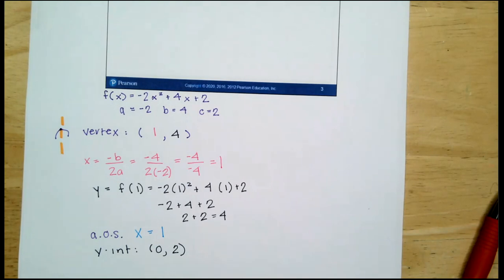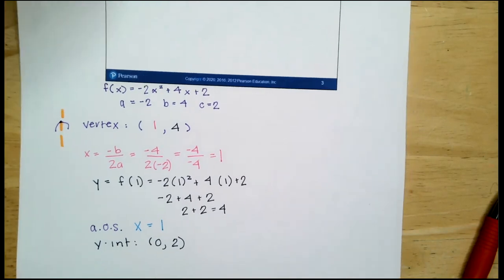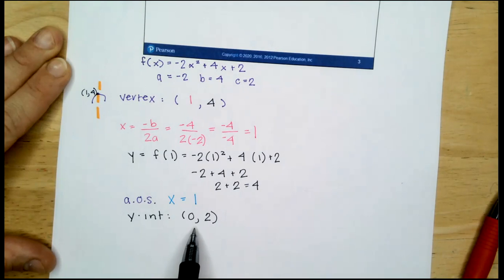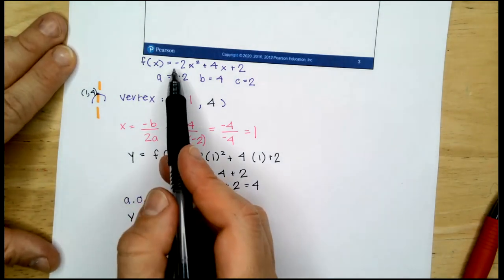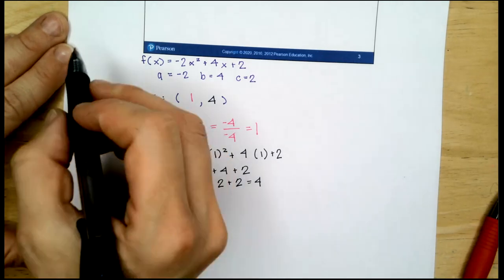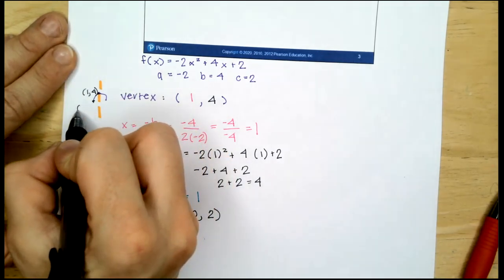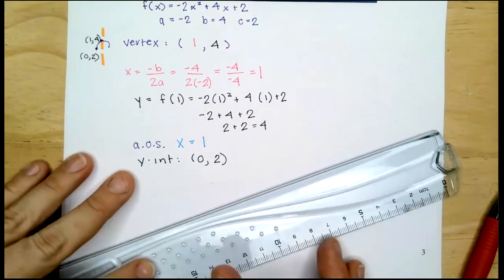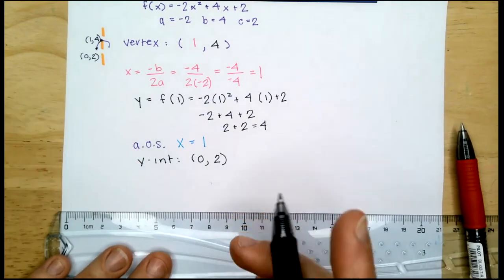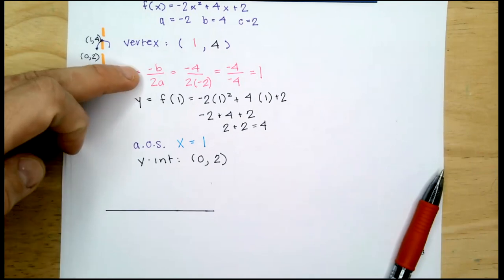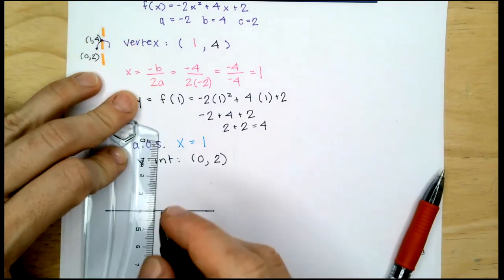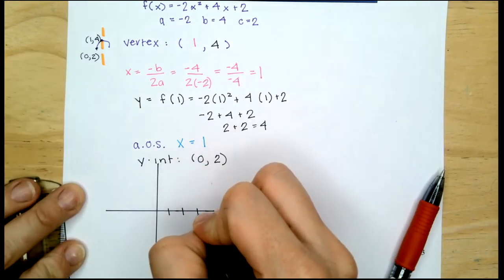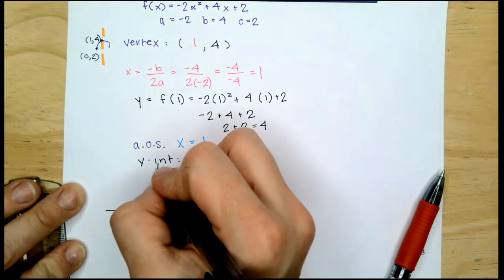Now I can graph this. Okay? Let's graph it. So that vertex is at 1, 4. And then it's going to open down because it's a negative a. My y-intercept is at 0, 2. So yeah, I can make a short graph. I should have made it taller though. 1, 2, 3, 4. 1, 2, 3, 4.